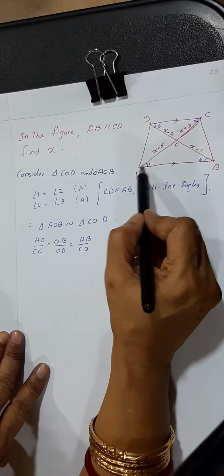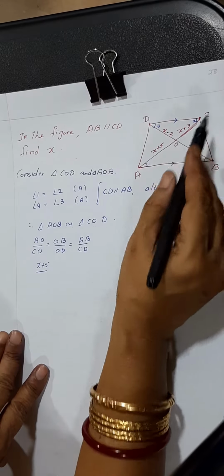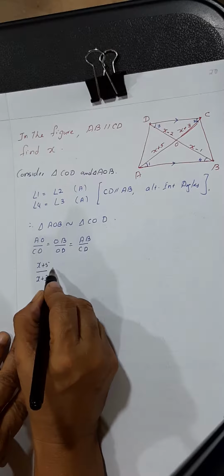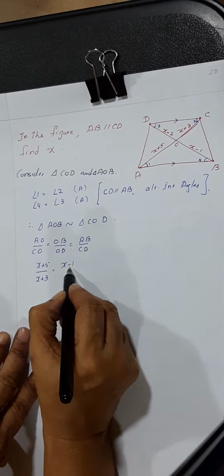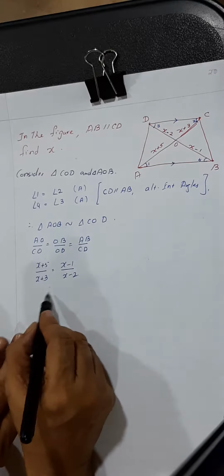So what is AO? AO is x plus 5 by CO is x plus 3 is equal to OB is x minus 1 by x minus 2. So now we will solve this.